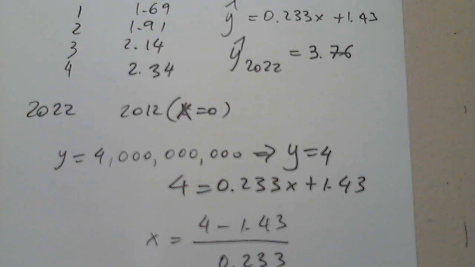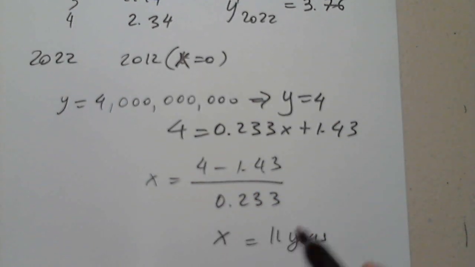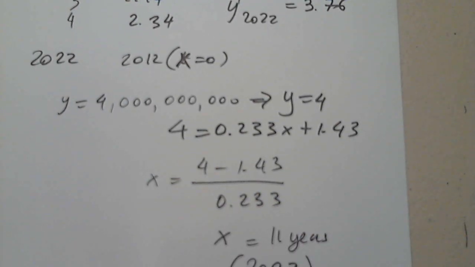This is just solving a linear equation. Don't forget parentheses. 4 minus 1.43. Close and divide by 0.233. So it will be 11 years. 11 years since 2012. So it's going to be 11 years, which means when I add 11 to 2012, it's going to be 2023.